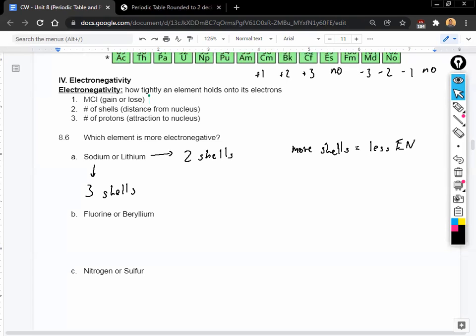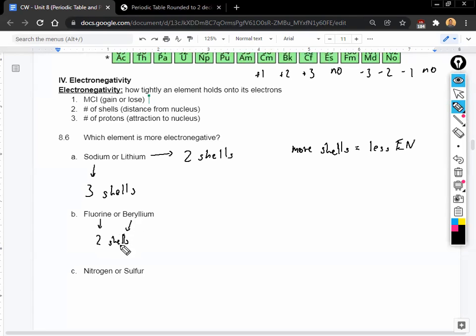Okay, you guys ready to go? Or are you still working on it? Ready? Okay. All right, let's go over B. So we have fluorine and beryllium. Neither of them are ions. So let's look at the shells. How many shells do fluorine and beryllium have? Yeah, we got 2 for both of them, right? They both have 2 shells.